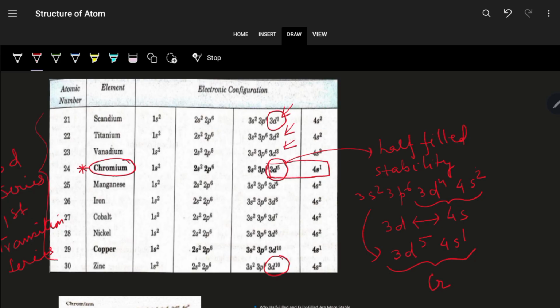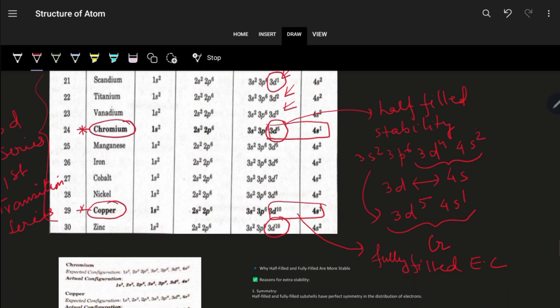Same thing we will see in the case of copper. Copper also has 4s1 and 3d10 instead of 3d9 and 4s2. In chromium it was half-filled, and here it is fully filled electronic configuration stability. And zinc is actually not considered to be a transition element. Why? Because it is having fully filled orbitals. We will deal with this concept later on in the later units.